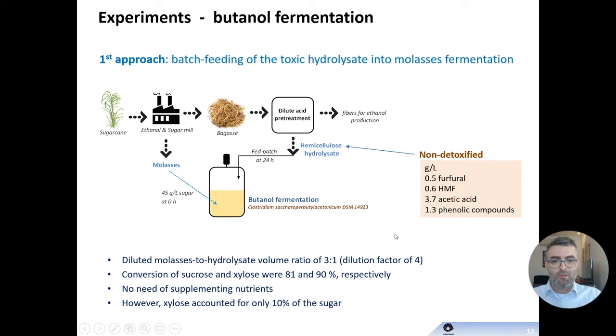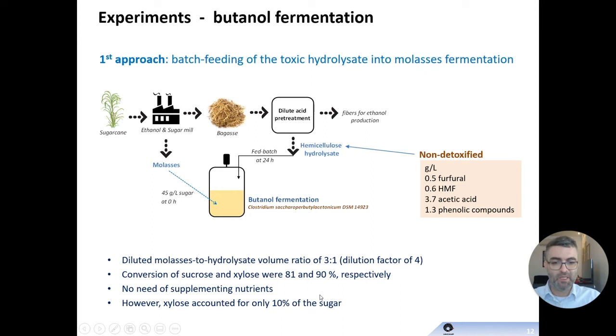In order for that to happen, we used a dilution factor of 4. So this is a limitation. The volume of dilute molasses is about 3 times the volume of hemicellulose hydrolysate. The direct consequence is that most of the butanol produced here is first-generation butanol, because the xylose accounts for only 10% of the sugar.